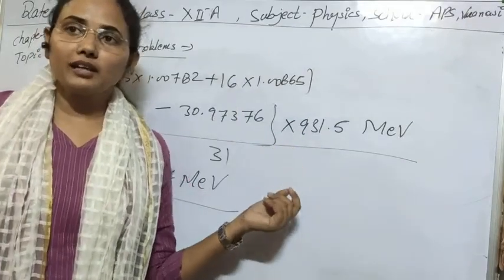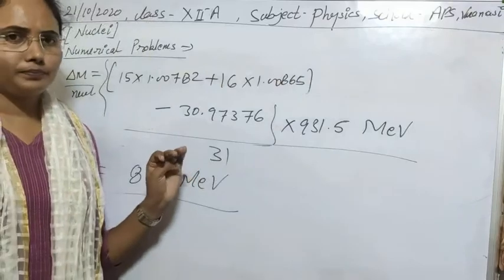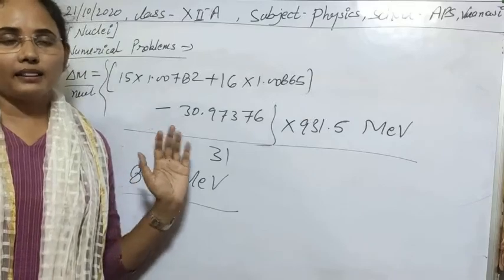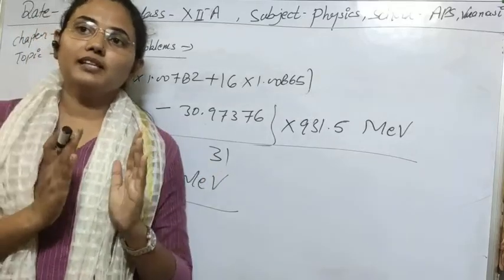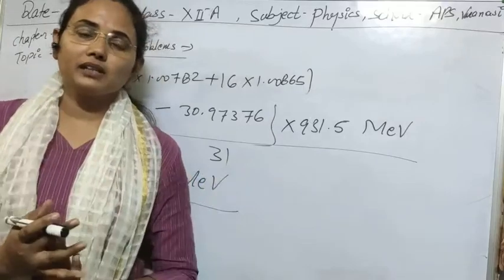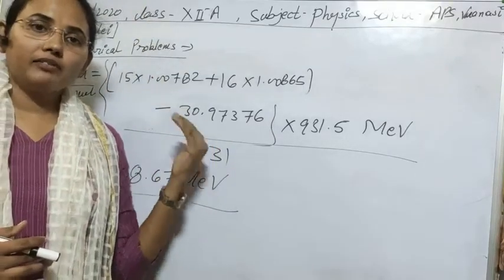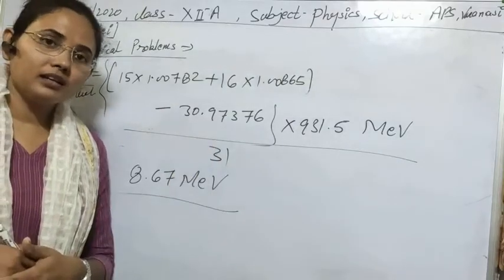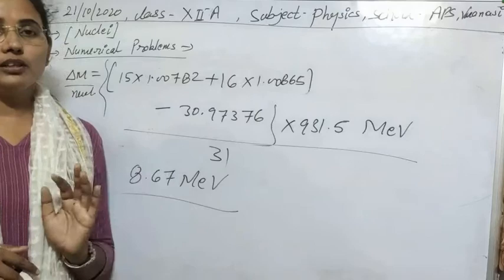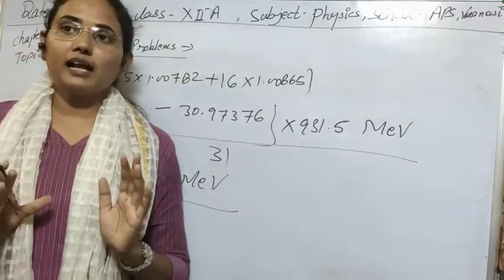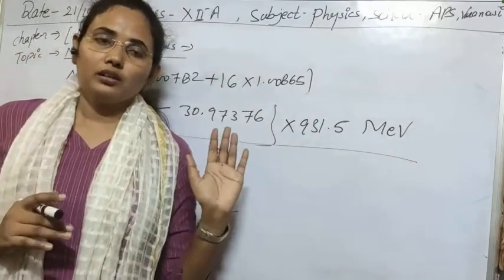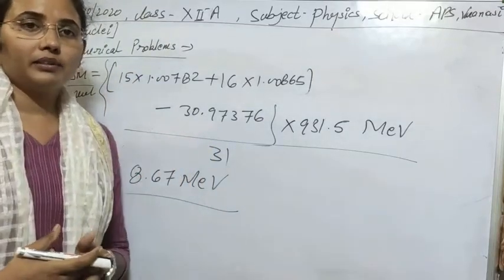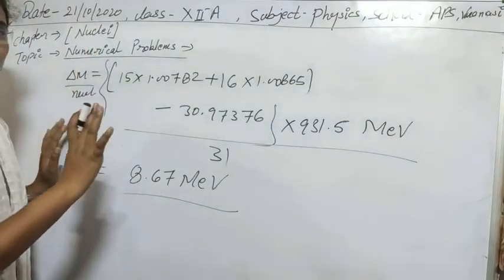But if the masses are given in kg, then first we have to multiply by the square of the speed of light, and after that the value will be in joules, and we have to divide it by 1.6 into 10 power minus 13. After that it will be converted into mega electron volt. I have already taught you the conversion in the atomic nuclei chapter, so I think there is no problem regarding all these things.